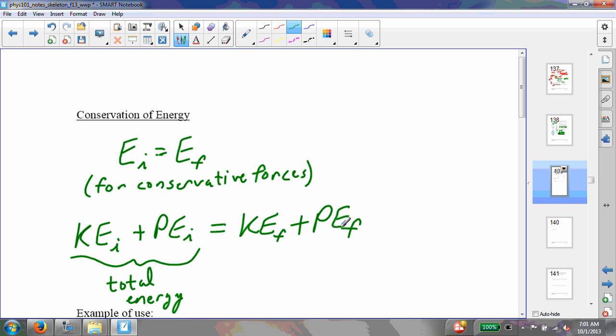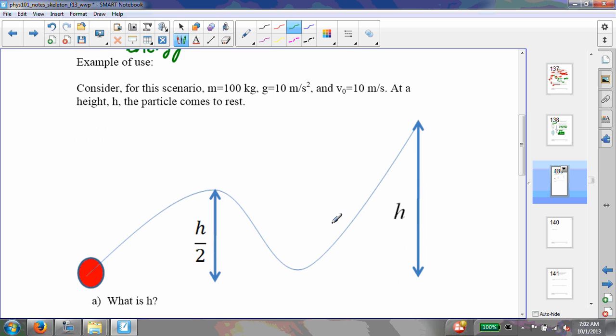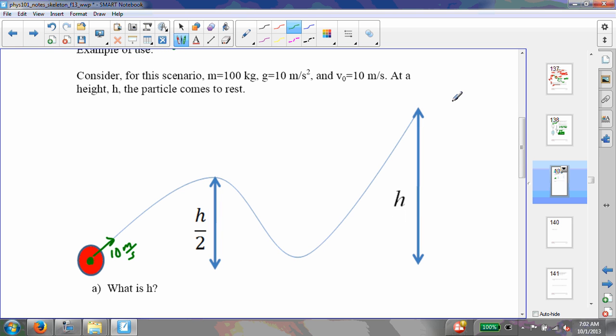All right, so let's look at an example. Very common types of problems. Consider for this scenario, I have a mass of 100 kilograms. I have this object right here. It has a mass of 100 kilograms. We'll take g to equal 10, and its initial speed is 10 meters per second. So it has a speed moving on this track of 10 meters per second. And I know that it moves over a bump, h over 2, and then it comes up to a height of h.